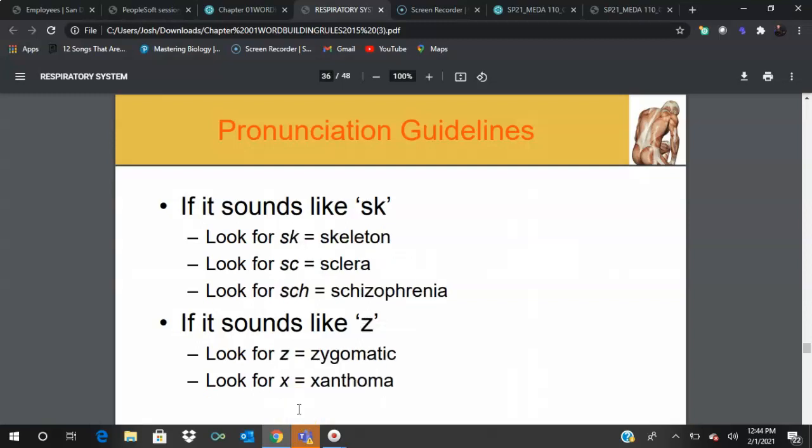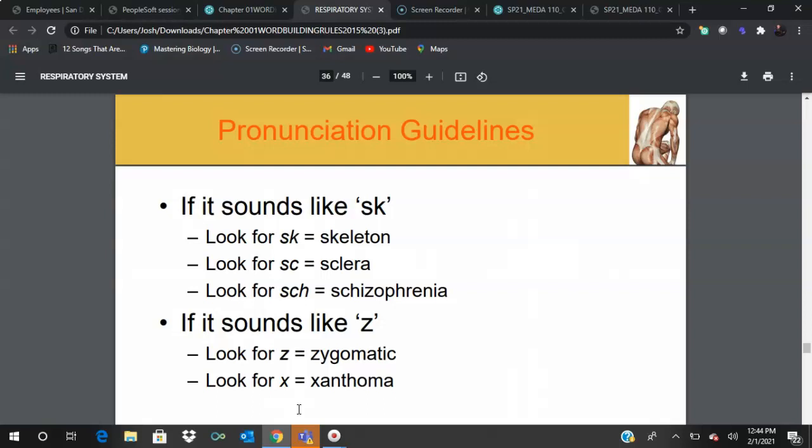Then if we take S and put a K in front of it, we get the sound SK. So we have skeleton. Then we also have SC, which gives us that same sound: sclera, which is the white part of the eye. And then if you put an H in front of the C, we get SCH, that's schizophrenia. Okay, so all of those have that hard SK sound.